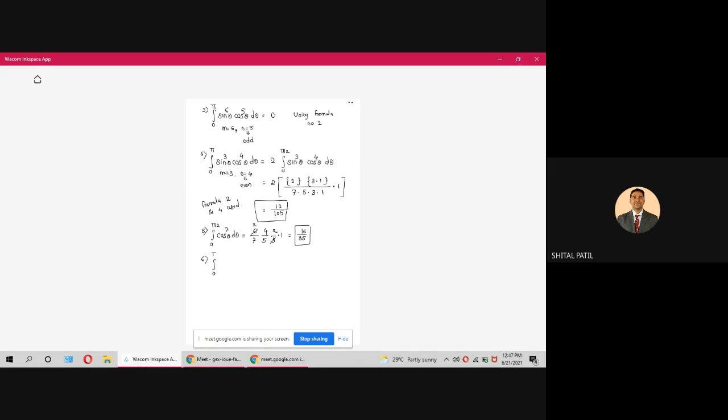Next. Solve this. Sin raised to 6 theta d theta. Formula number 3 again. Remember to write pi by 2. Getting everyone? Formula number 3 only.